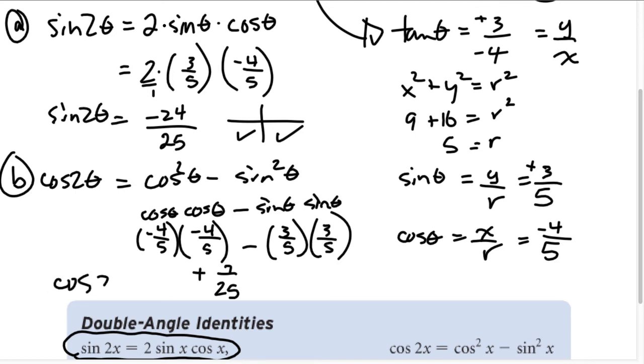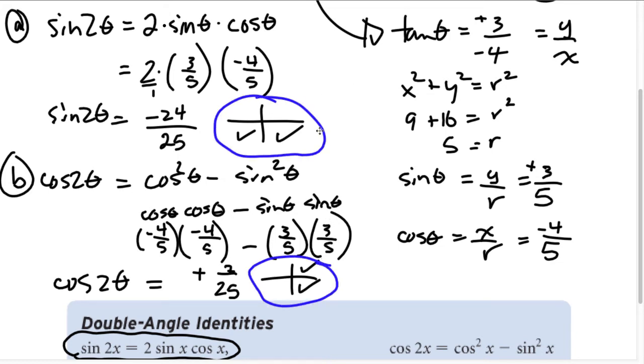So cos of 2 theta is a positive 7 over 25. Now, if cos is positive, that means it must be in this quadrant or that quadrant. Now you can start taking a look here, because if I piece those two together, the only check mark that is common in them is this check mark. And so it would mean that the angle 2 theta must lie in that fourth quadrant there.